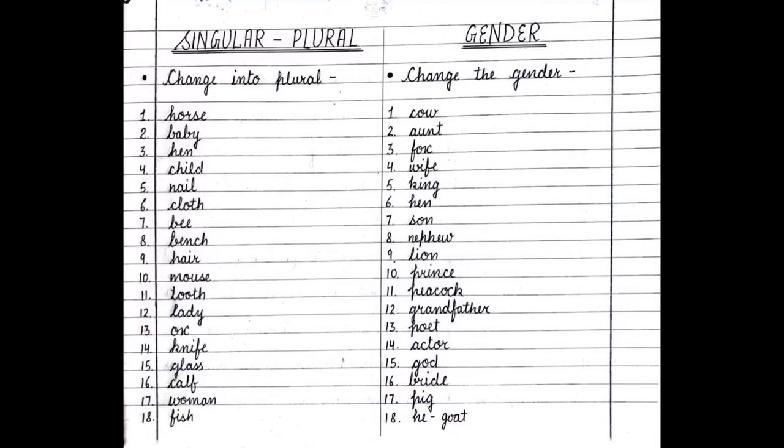I will just give the explanation of two words. In singular plural, horse will become horses. Simply add s to it. Baby will become babies. Remove y, add ies, babies. In gender, the first one is cow. Cow is a feminine gender. Convert it into masculine. That is bull. Okay. Aunt is a feminine gender. Uncle is a male gender. Okay. Similarly, you have to do them in your notebook. Fine. Answers are shared at the end. You may check after doing yourself.